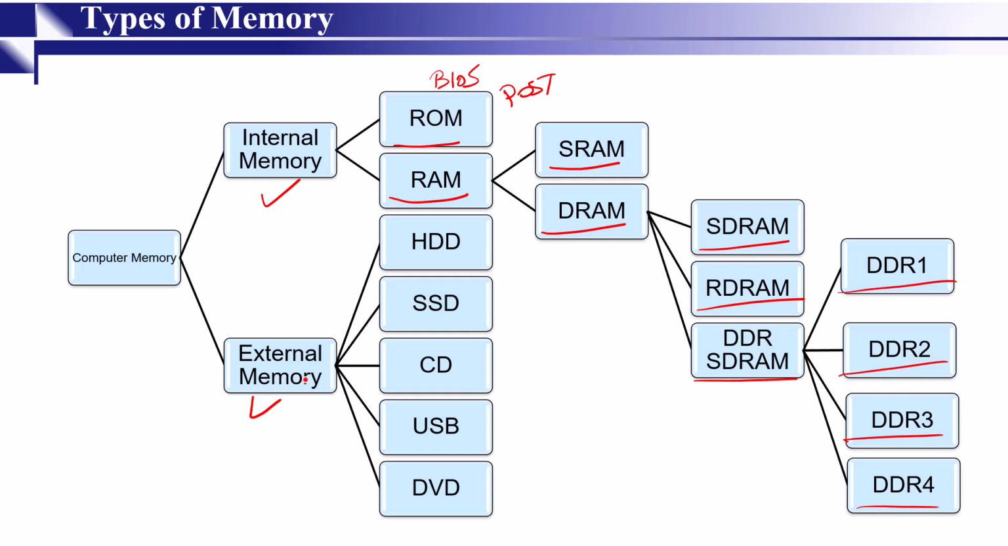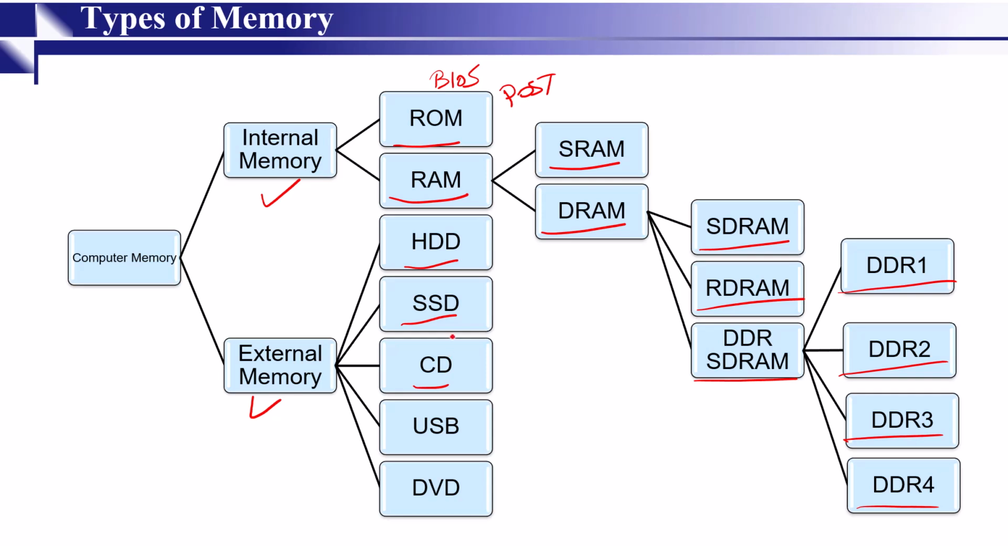Then on the other side we have external memory. The external memory, we also call secondary memory, and we use it for long-term data storage and retrieval. So HDD, hard disk drive, is traditional magnetic storage with moving parts, and it offers high capacity. Then we have SSD, solid state drive. These are faster and more reliable than HDD. Normally we use flash memory in them.